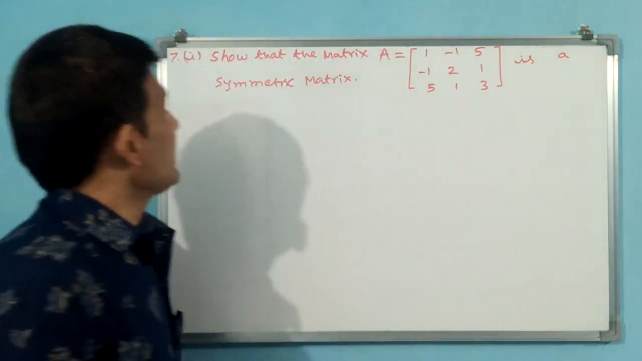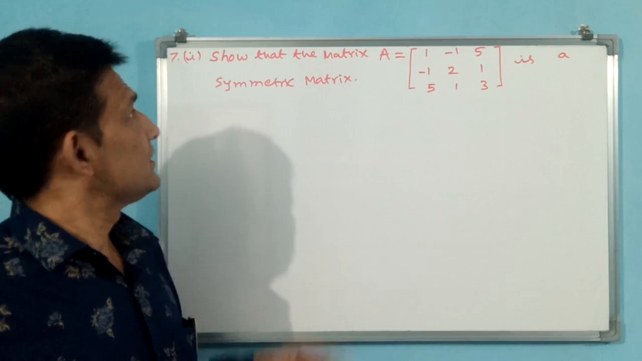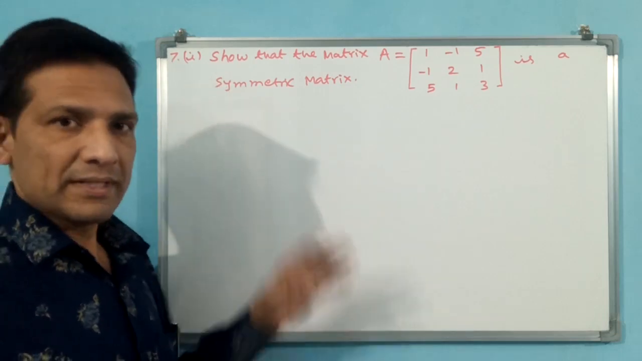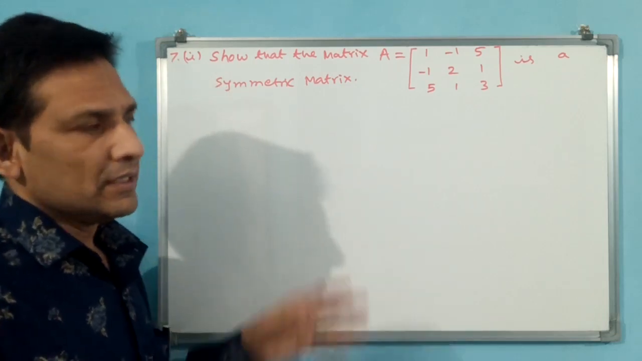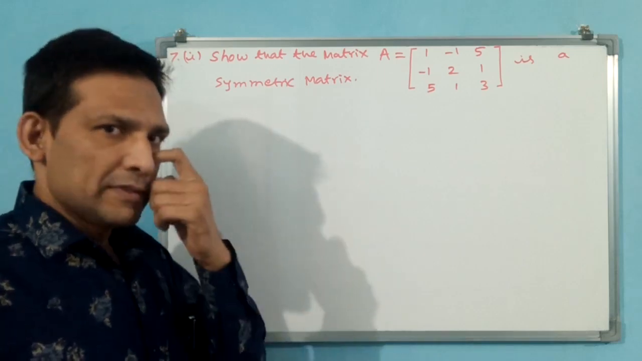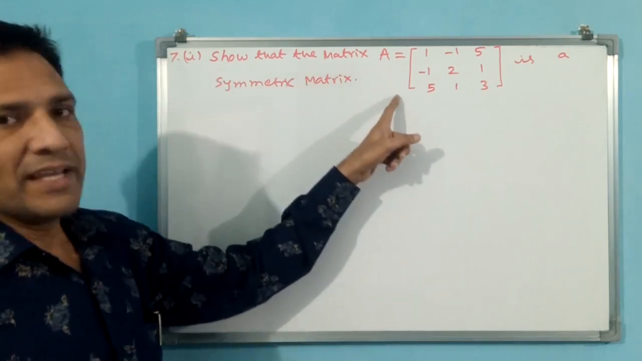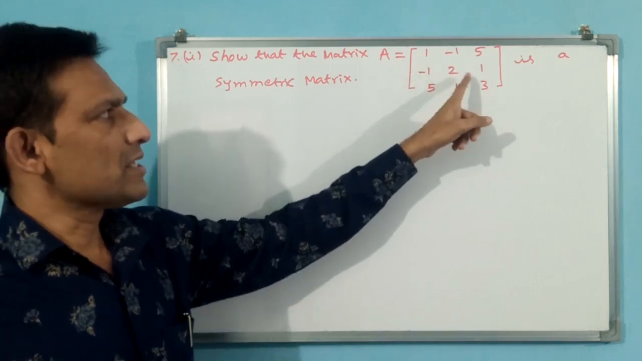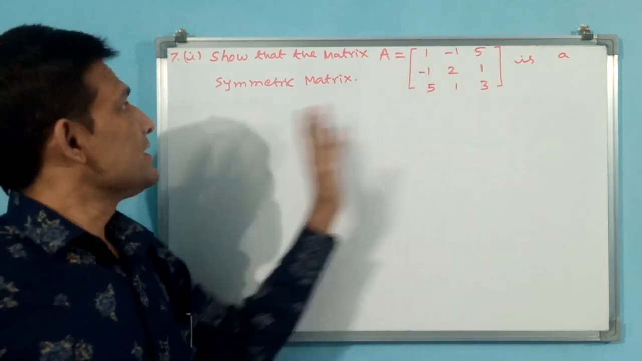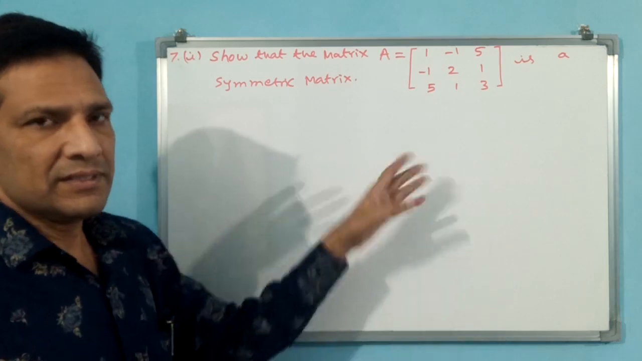See what they have given in the 7th question. There are 2 parts in the 7th question. I have written the first part first. Let us finish this and then we will go for the second part. In the first part, show that the matrix A = [1 -1 5; -1 2 1; 5 1 3] is a symmetric matrix. This is a 3 by 3 matrix.